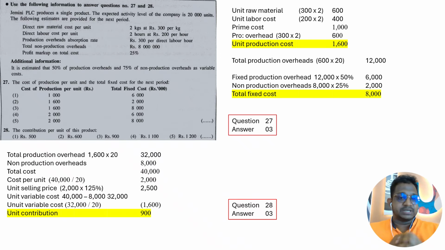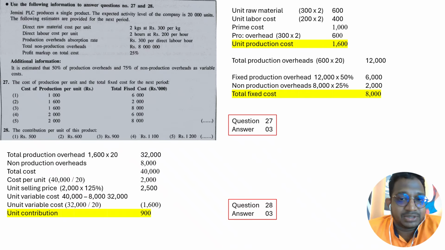In the 27th and 28th, they are asking for the cost of production per unit. In the production cost, there are two components: prime cost and production overhead.